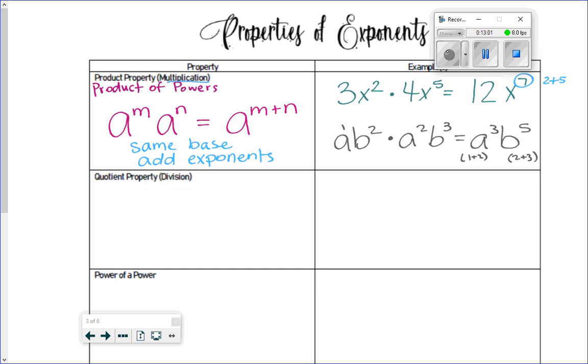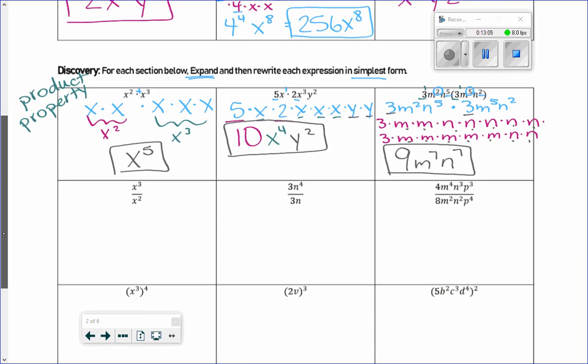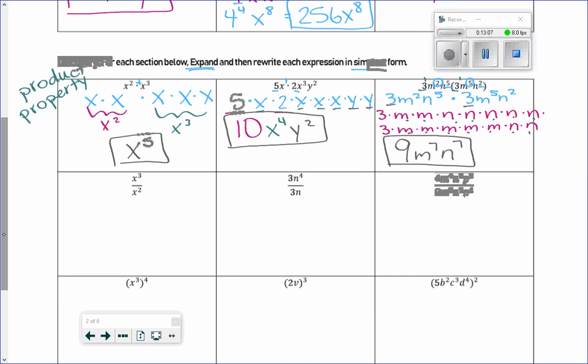All right, back to our note page here. We're going to do this next row that are all fractions. This is what's called the quotient property, because we're dividing now, and we're looking for what our final answer to that division problem is. Again, I'm going to explain this one by expanding it out, but then I'll show you a shortcut so you don't have to do the expansion.